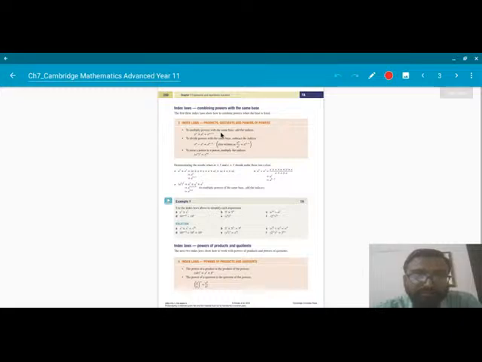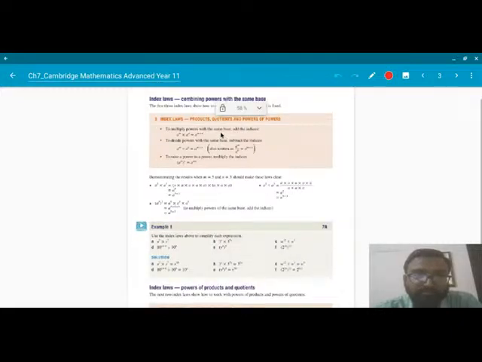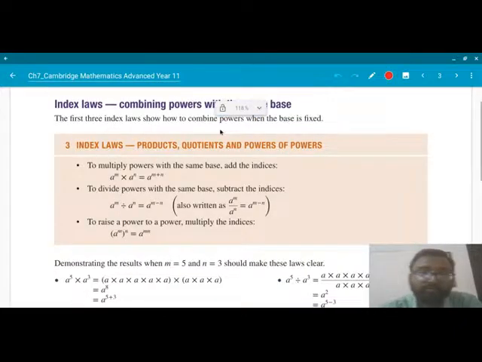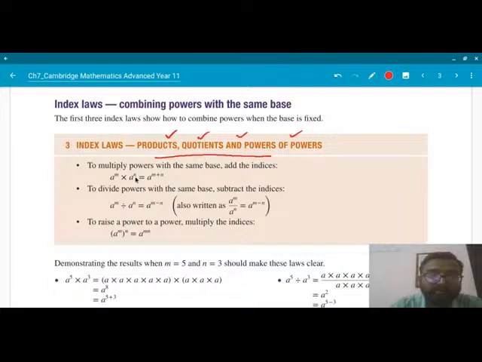So next it is index laws. We have the power rule, product rule, quotient rule, and power of powers. There are three formulas. So what is the first one? a power m into a power n is equal to a power m plus n.